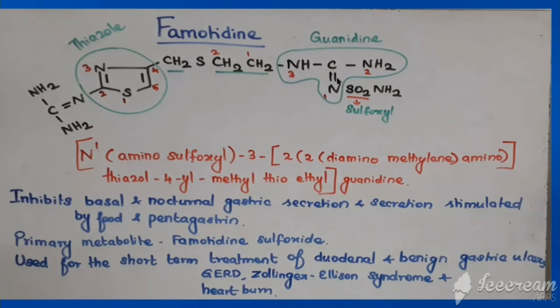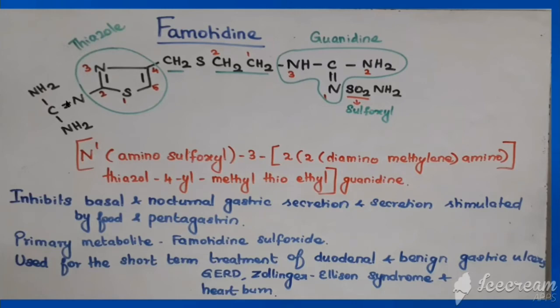So in the guanidine, first position, I mean N1, is having amino sulfoxyl. So N1 amino sulfoxyl, and N3 or 3, whatever we can write. So in N3 or 3, again open bracket, with the second position only this would be attached, and in that, in the second position this would be attached. So 2, again this 2, this is called diamino.